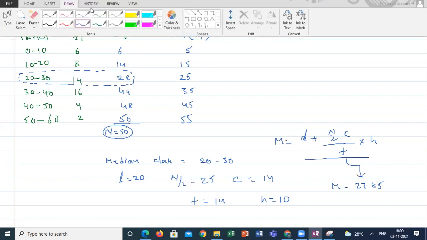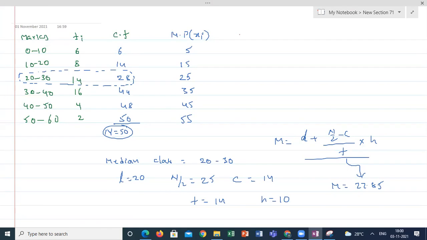Once you got the median, you have to start the calculations for mean deviation. For mean deviation, you have to calculate the deviation with respect to each and every observation. My median is 27.85, and 6 observations are between 0 to 10, whose midpoint is 5. With the help of this, calculate the Xi minus M values. Once I got the Xi minus M values, how many times is decided by frequency, Fi into Xi minus M, and calculate the mean deviation with the help of these calculations.